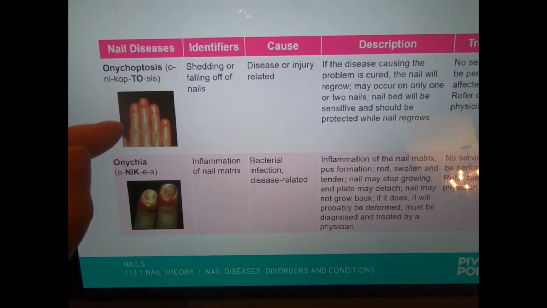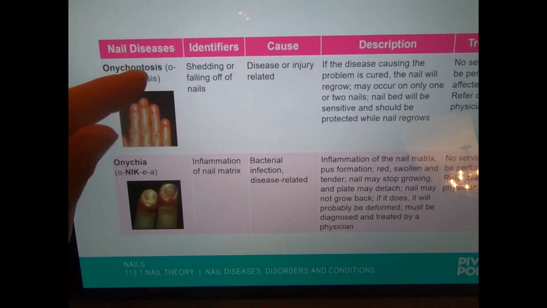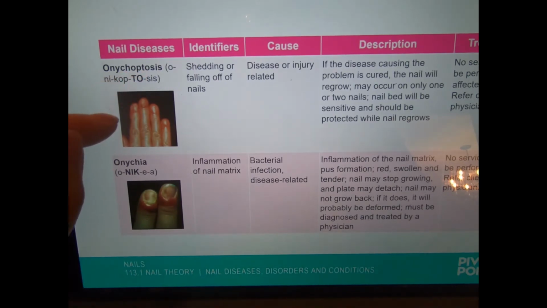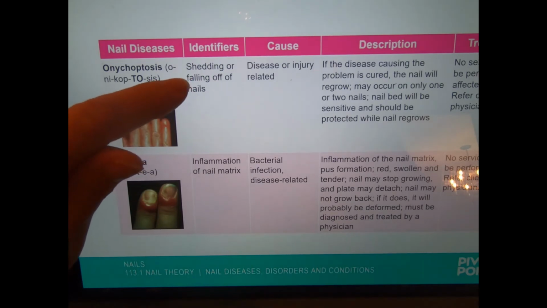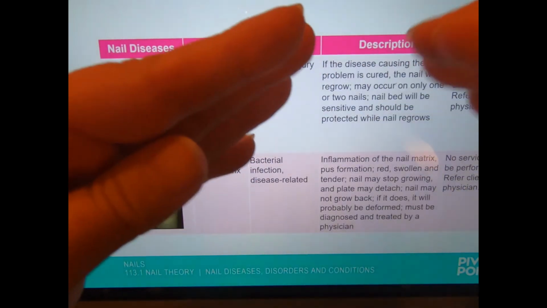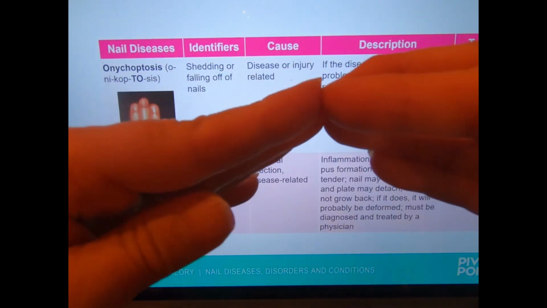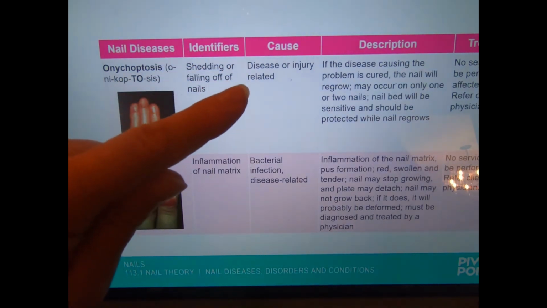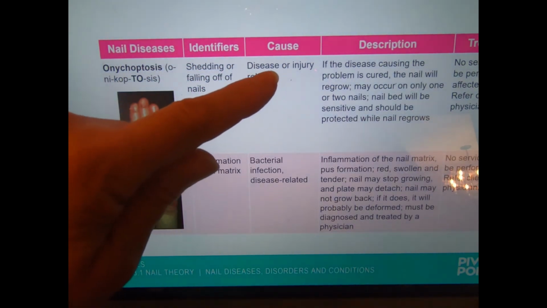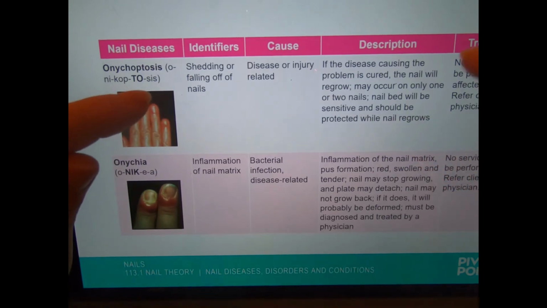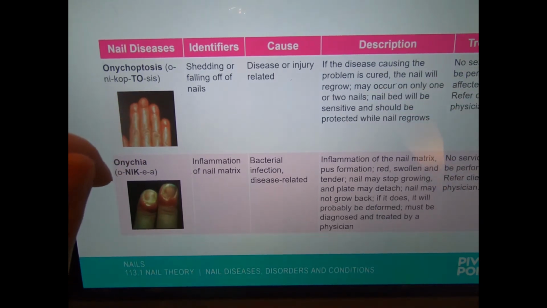Okay, so what I want you to remember is you're being sent to PT, physical therapy, and what they want you to do is play basketball, and it's going to cause your nails to fall off. Okay, mine fell off due to trauma. My toes pounding into the tip of my shoes were causing that. But this is a disease. It can be injury related also. It may occur on only 1 or 2 nails like myself. No service may be performed on the affected nails.